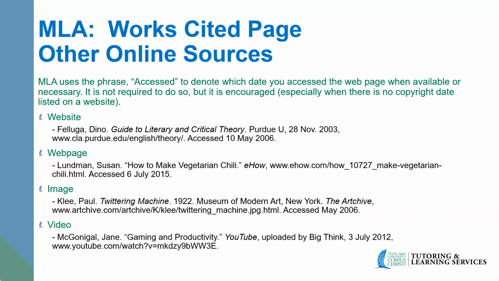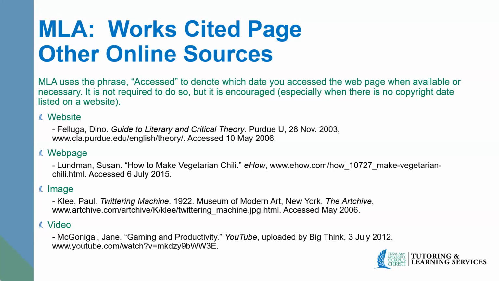So our first example is going to be a website. It's last name, first name, and then it's going to be the title, Guide to Literary and Critical Theory. Next is going to be the title of the website, which is Purdue U. Next is going to be the date the information was published, which was 28 November 2003. Next is going to be the URL. And finally, you'll put the access date. And so this person accessed this information on 10 May 2006.